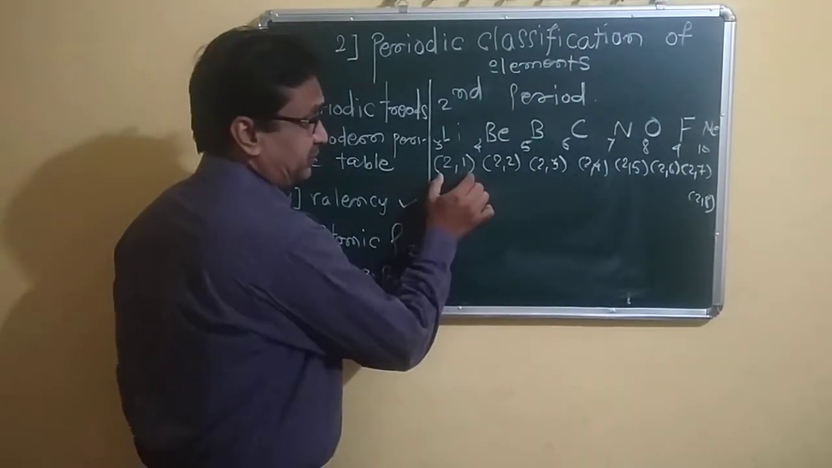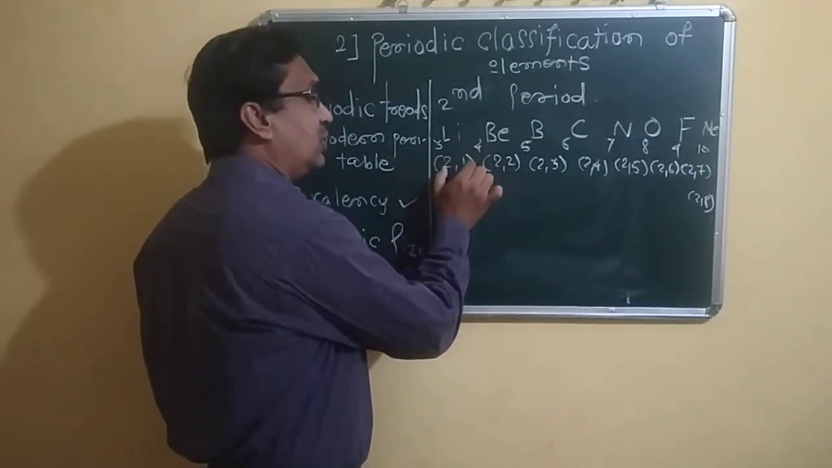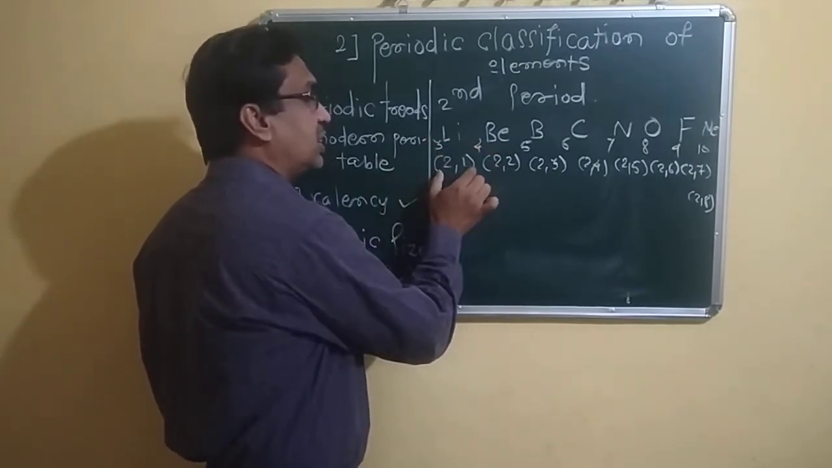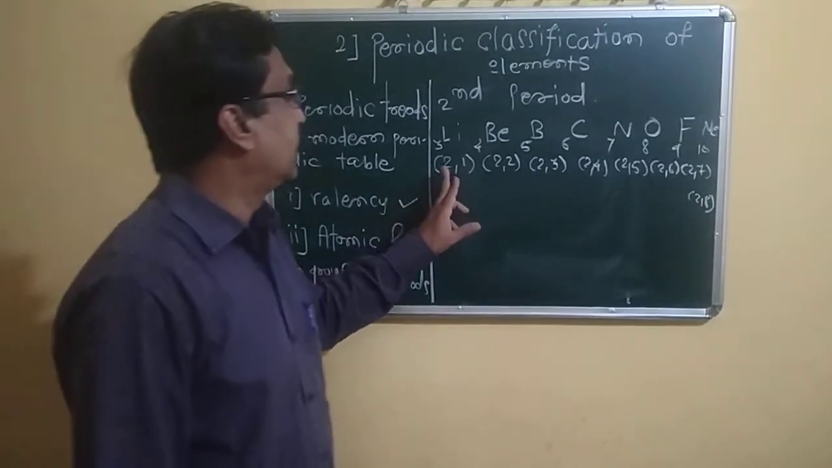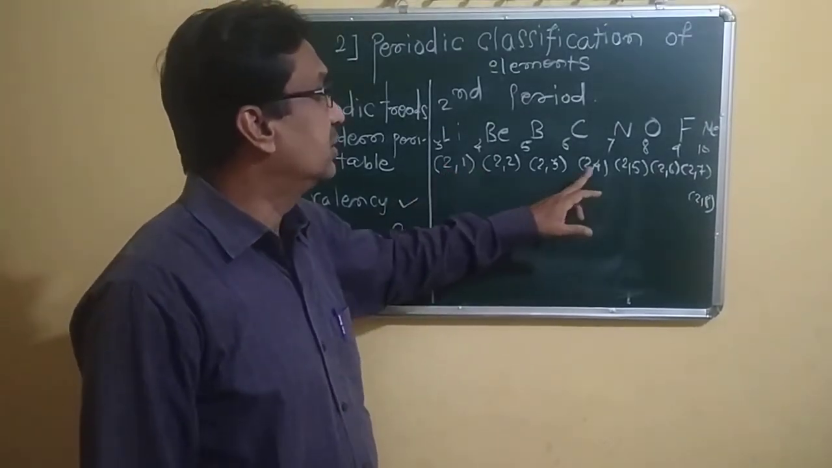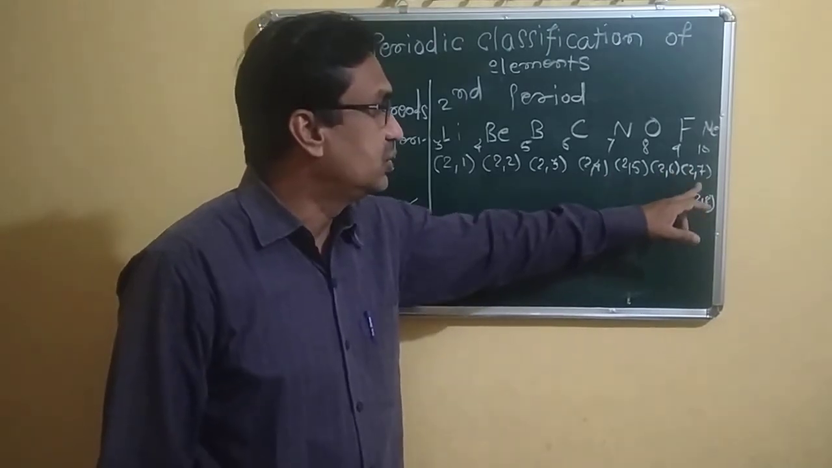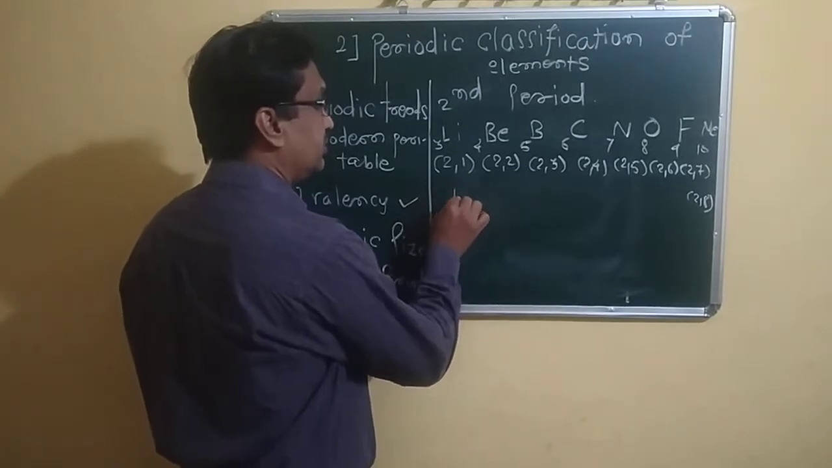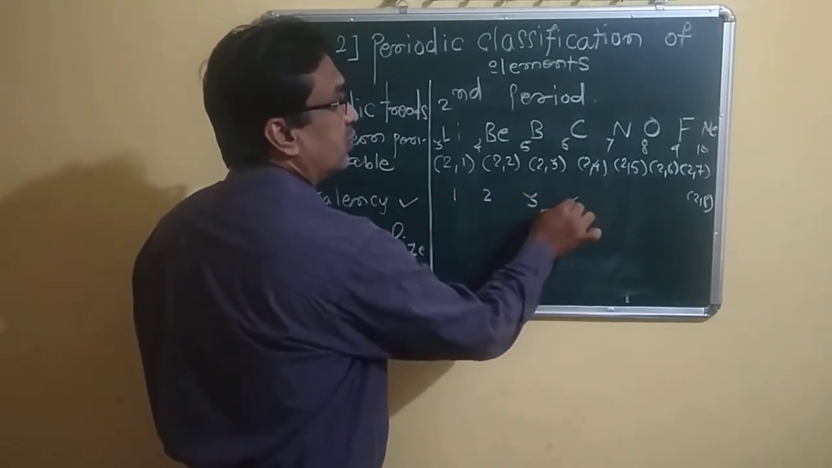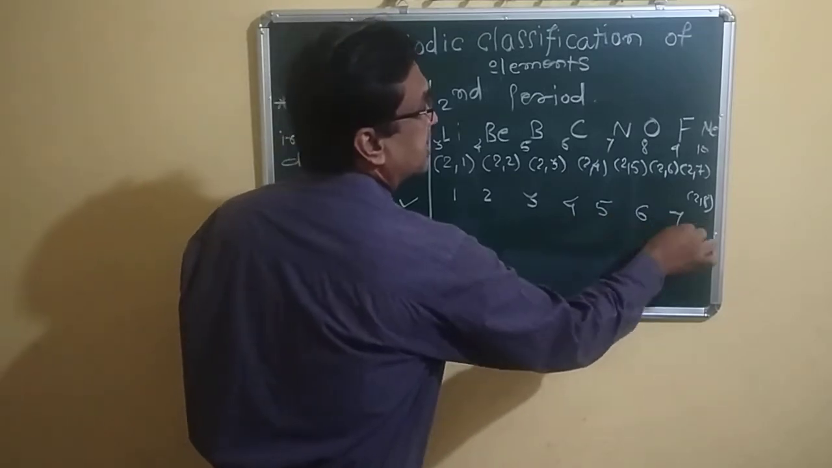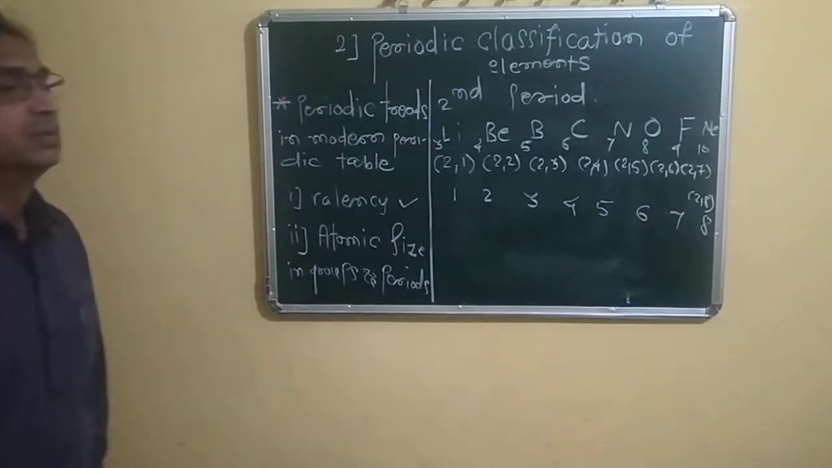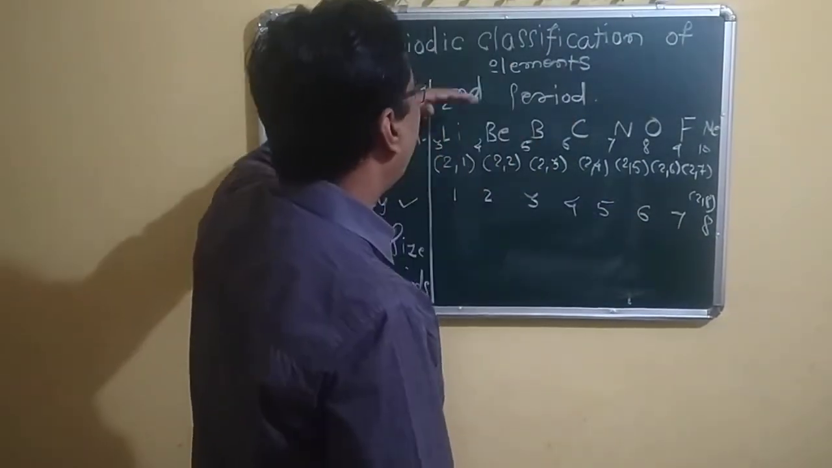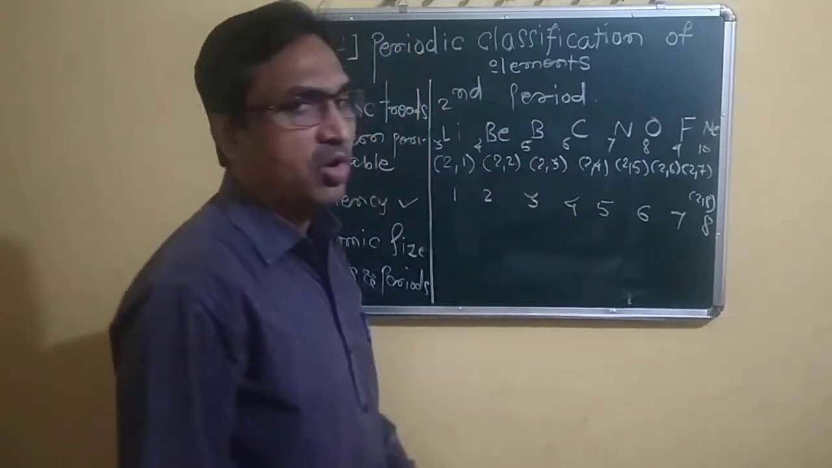so that in the outermost orbit, the electronic configuration of an element is 2 1, 2 2, 2 3, 2 4, 2 5, 2 6, 2 7 and 2 8. That means in the last orbit, the number of electrons is 1 2 3 4 5 6 7 and 8. These are the valence electrons of the elements of the second period in the modern periodic table.